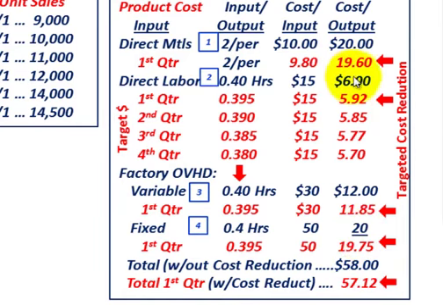That's where we had just taken our direct materials, direct labor, and our variable and fixed overheads. That was our total amount without any cost reduction at this point, $58. So at the end of the first quarter, with our cost reductions totaling everything up for our labor, material, and overhead, we're going to get down to $57.12. So that's how we'd be using these amounts and building them into our budgets.